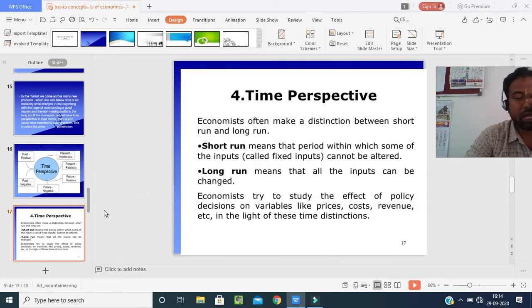Now time perspective, the fourth one: economists often make a distinction between short and long term. The short run means the period within which some of the inputs, called fixed inputs, cannot be altered. Long run means that all the inputs can be changed. Economists try to study the effect of policy decisions on variables like price, cost, revenue, etc. Sometimes production methodologies, that means methods, procedures or technologies, are considered in the light of this time distinction.